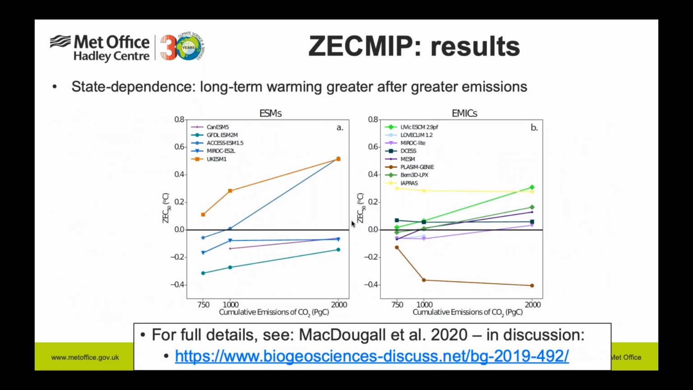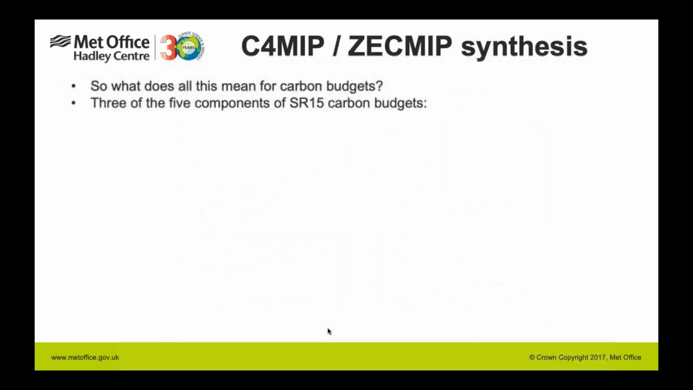Also, it appears to be state dependent. I'm not going to dwell on this, but for full details, you can see Andrew's paper, and again, that's in Biogeosciences Discussions. So, quick synthesis, what does all of this mean for carbon budgets? We said that the carbon cycle was key to 3 of the 5 components of the 1.5 carbon budget framework. So zero emission commitment actually is close to zero, so that's no change to the assumption, but now we feel a lot more justified in being able to say that.